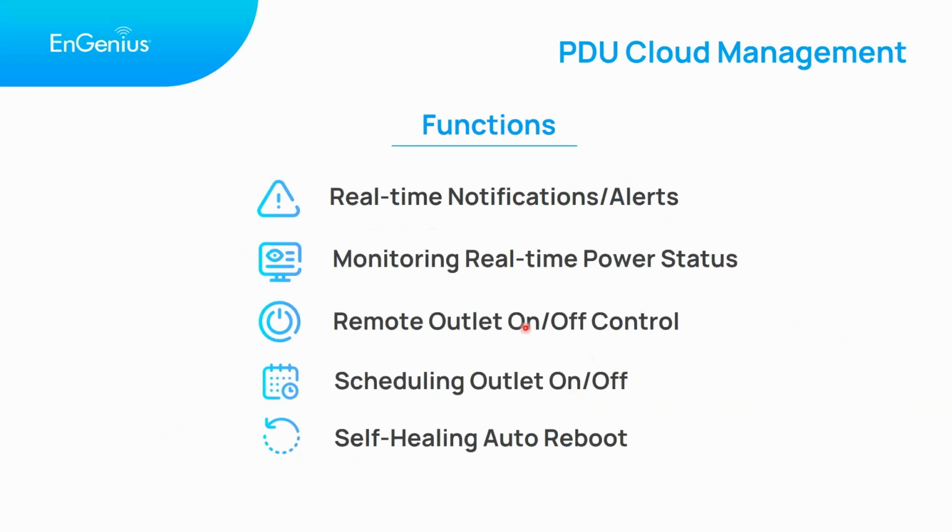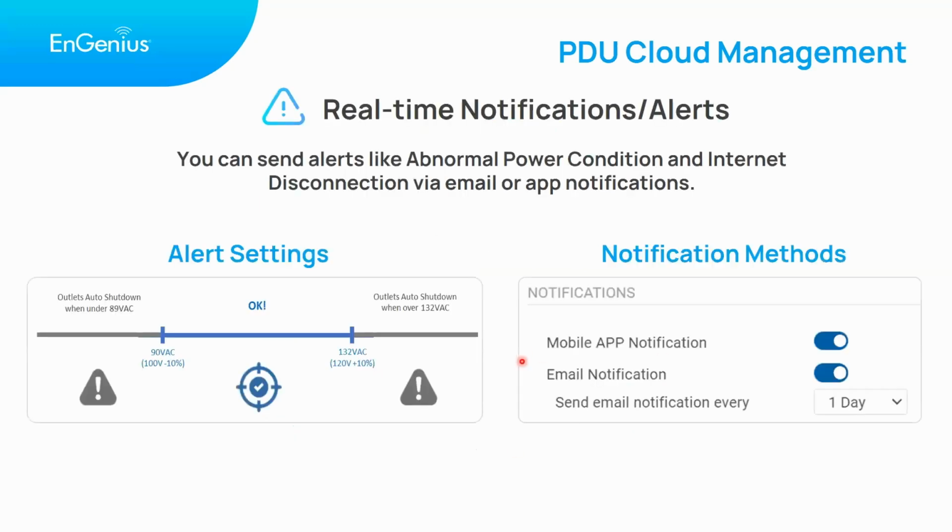We have a remote option to trigger an on and off control for the units. You can do that by schedule as well. So maybe you want to do a scheduled reboot, so that can be triggered per port. And then we also have a self-healing auto reboot as well. In terms of the real-time notifications, you can enable or disable this through email alerts on the cloud portal or through the Cloud2Go app. So you'll be able to see the PDU as well through the Cloud2Go app.